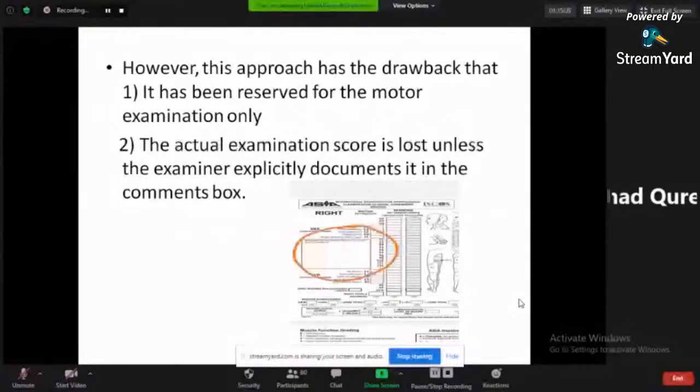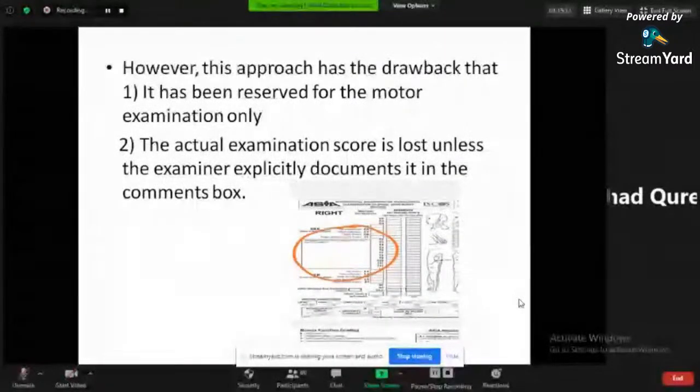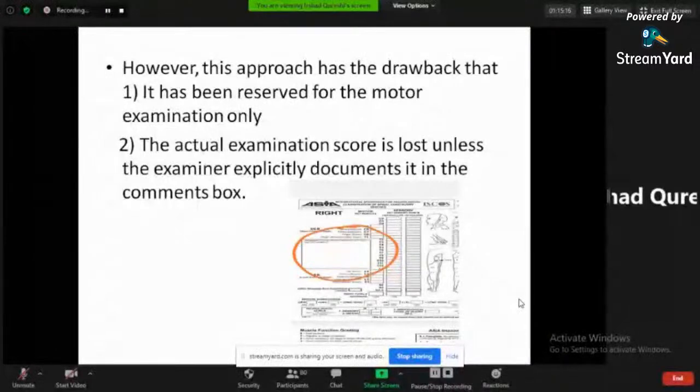However, this approach had a drawback that it was reserved for the motor function only. Only motor function was actually considered, and the actual examination score is lost unless the examiner explicitly documents it in the comment box. So I have highlighted that comment box. This is present in the revisions 2011, 2013, 2015. But the 2000 revision did not have this comment box. So in this comment box, the examiner needs to put the comment onto that asterisk, with the asterisk having the score or certain considerations why your patient could not achieve score 5 of muscle strength. So they have to mention it here in the comment box.